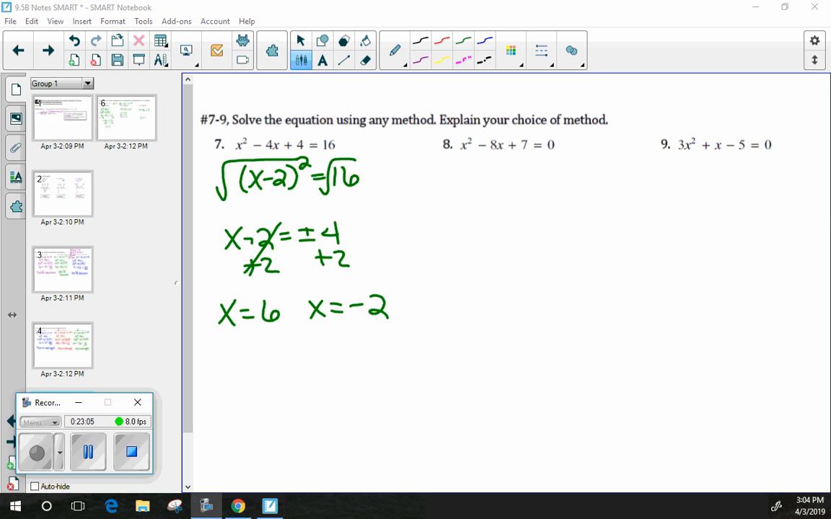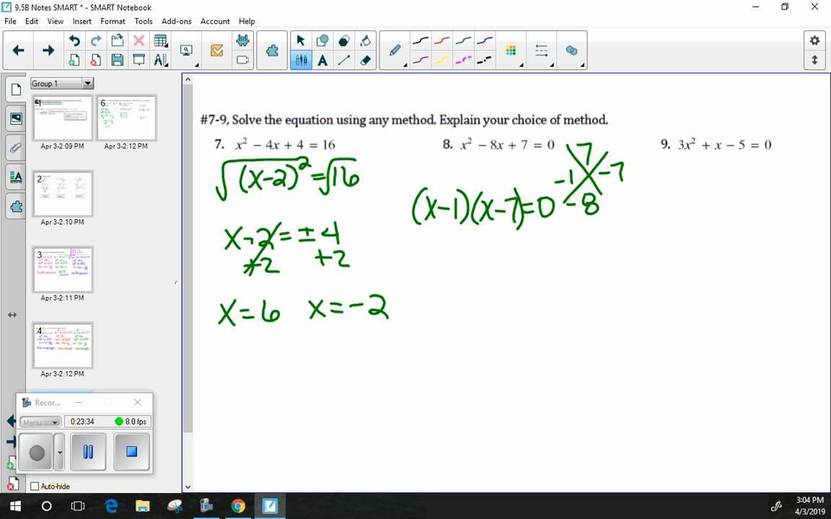On number 8, I've played around with the magic numbers enough to know that 7 times 1 equals 7, but 7 plus 1 is 8. So I'm like, you know what? This might be factorable. So I looked at this one and I was like, all right, let me see if this works. Oh yeah, if I make that a negative 1 and a negative 7, those multiply to 7 but add up to negative 8, I can factor this to just those 2 binomials.